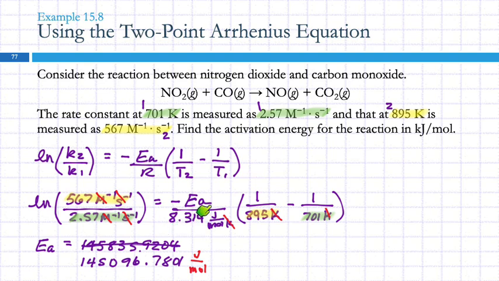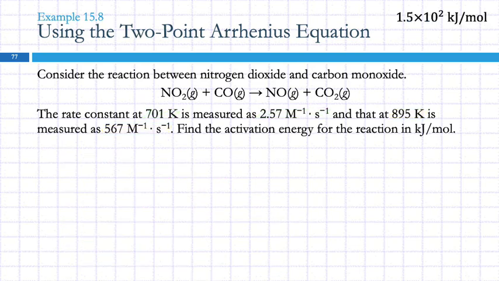This value is in units of joules, and so that means EA is going to be in joules. It wants kilojoules per mole. So we need to divide by 1,000, and we're going to get 145 kilojoules per mole. Any questions? Did I get the answer right?